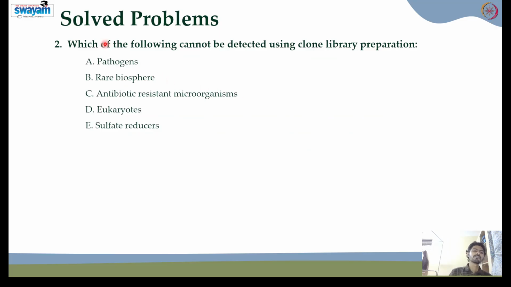The next question is: which of the following cannot be detected using the clone library preparation? Carefully read the question. Option A, pathogen. Option B, rare biosphere. Option C, antibiotic resistant microorganism. Option D, eukaryotes. Option E, sulfate reducer. So from these, which cannot be detected using the clone library preparation?